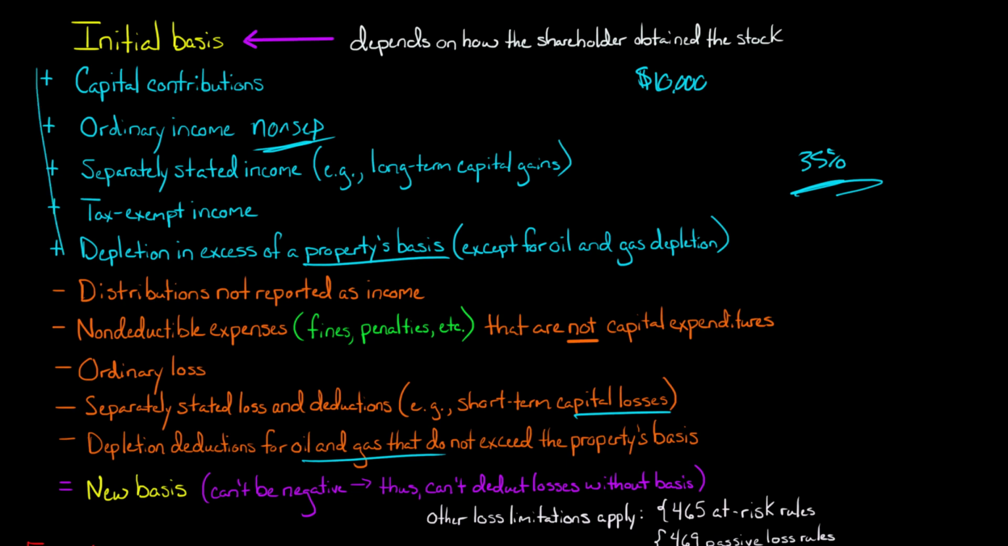So we make all these adjustments. And like I said, in most situations, some of these things, like some companies won't have any depletion, so you don't even have to worry about that. They might not have tax-exempt income. And you get to the shareholder's new basis. Now, note, the basis can never go below zero, okay? It can't be negative. And again, as I said before, you need basis. Basis is one of the things that you need to be able to deduct losses.